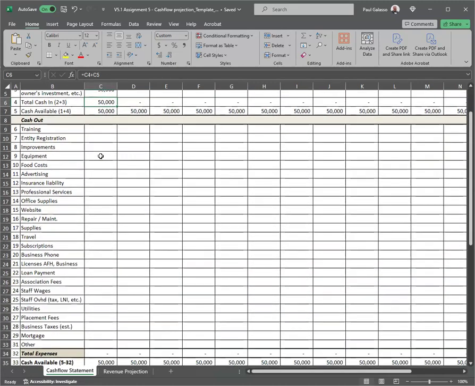So now we get into our expenses. This whole section here are the expenses that we classify as startup expenses. Those monies need to be spent in order to get your adult family home ready to open. So when you first look at training, this would be any money that you need for yourself or your business partner that you need to spend in order to get yourself trained for licensing.